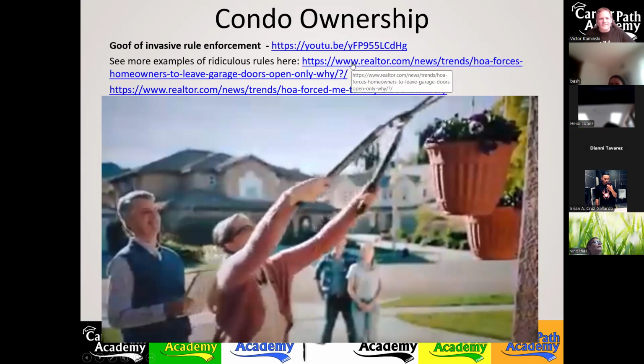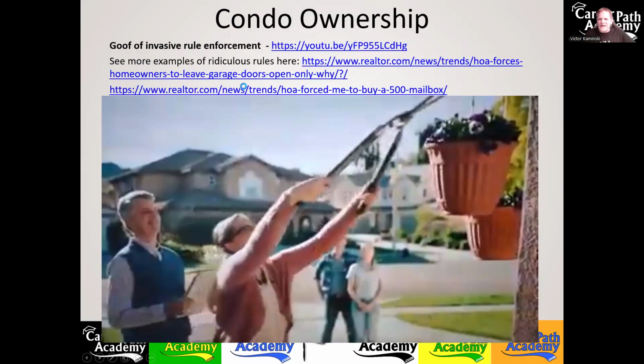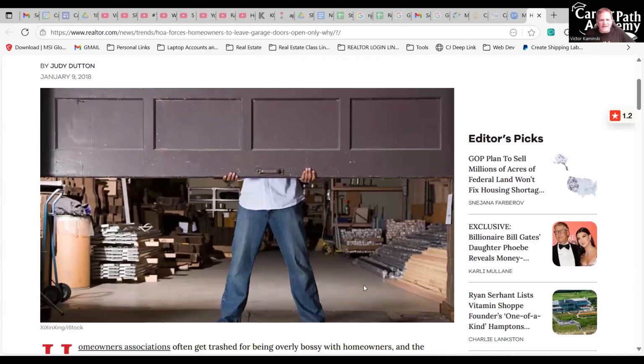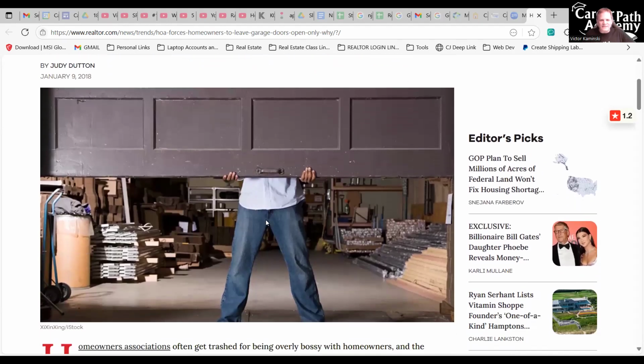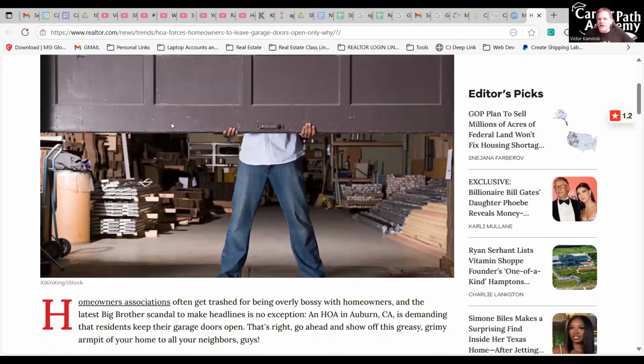Well, here is one, of course, it was in California. Leave it to California. So there was a condo complex here in California. Check that out. Look at that image there. HOA makes homeowners leave garage doors open for a truly silly reason. They want to make sure you're not finishing it out and renting it.